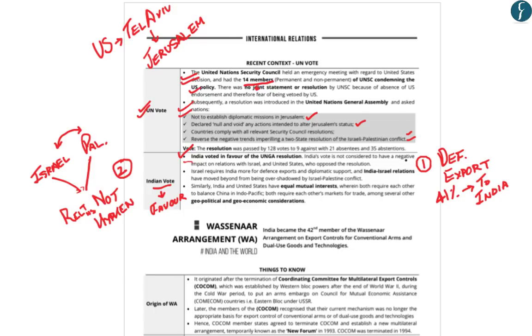Now, hopefully, up till here, you have understood why the Indian vote at the United Nations General Assembly will not have a negative impact on India-Israel relationships. And to further understand this, you can refer to the January edition of the Focus magazine. Now, with this, we come to an end in the analysis of today's paper. Let's move on to the question for today.